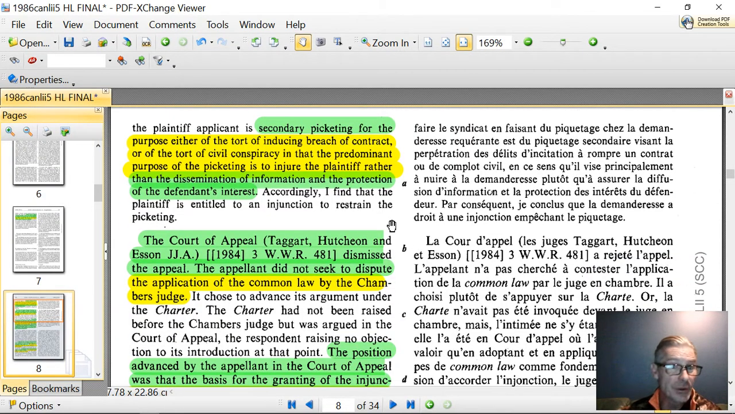Secondary picketing for the purpose of either the tort of inducing breach of contract or the tort of civil conspiracy, in that the predominant purpose of the picketing is to injure the plaintiff rather than dissemination of information and the protection of the defendant's interests.